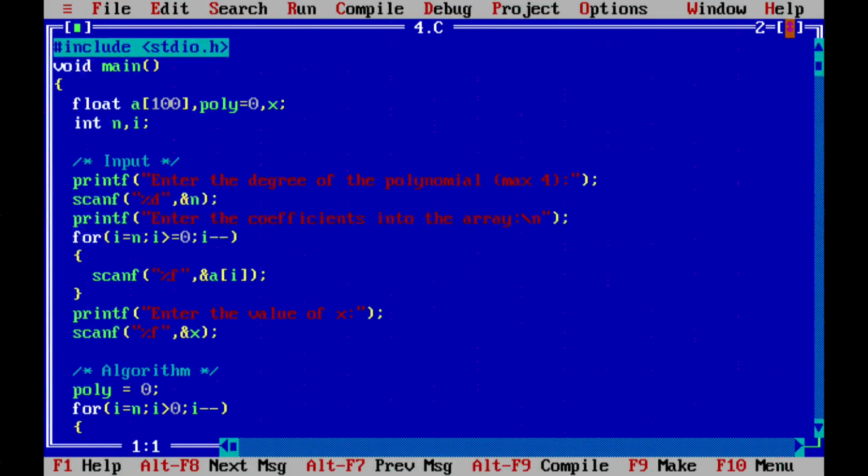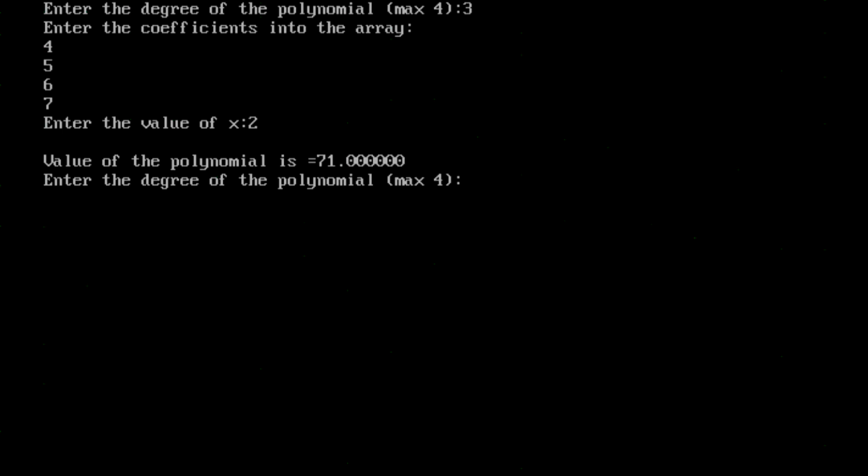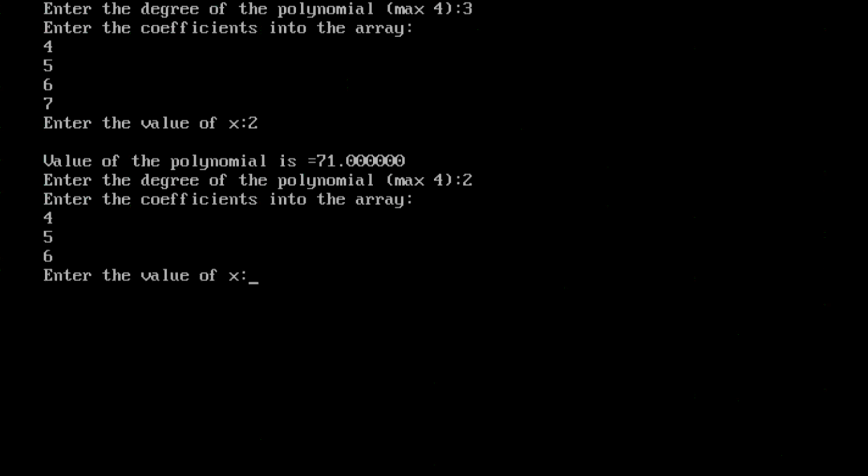Let me try one more result. For the polynomial, let me try only degree 2, with coefficients 4, 5, 6. The degree is 2, so you will have x square plus x plus a0. Enter the value of x. Let me try 2. The polynomial value is 32.